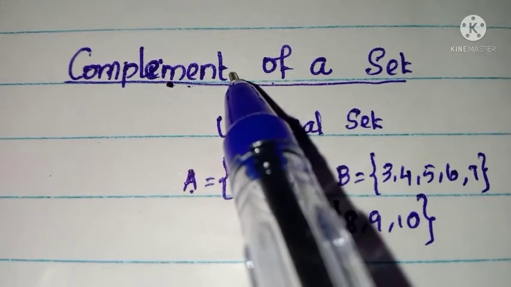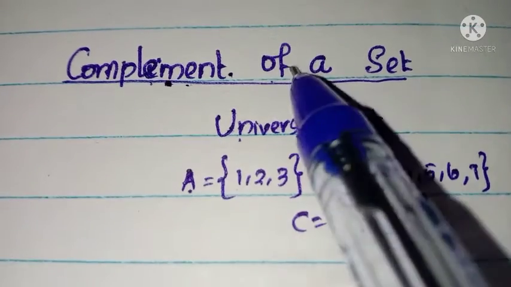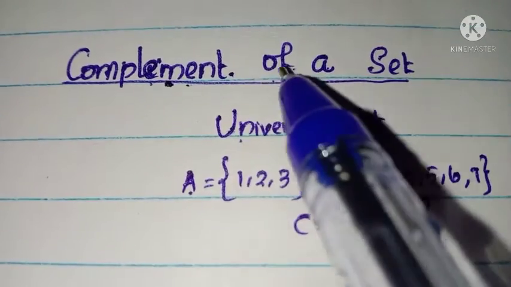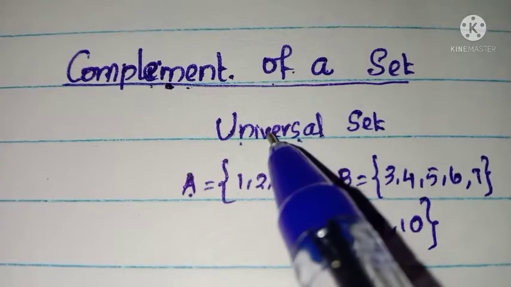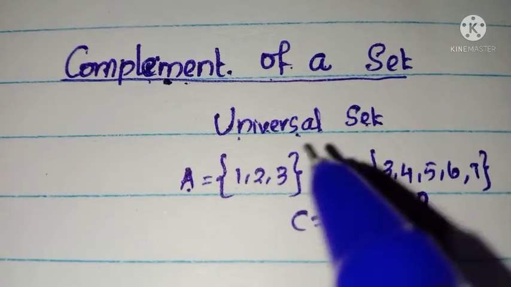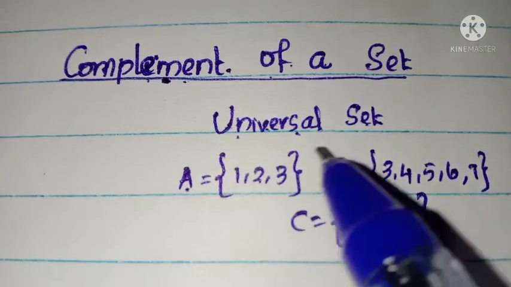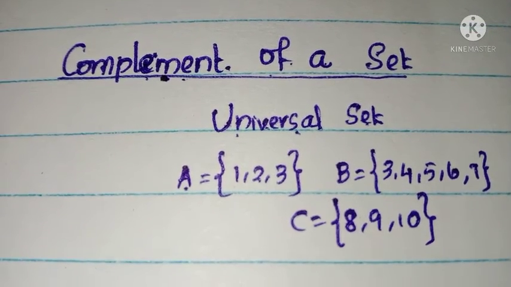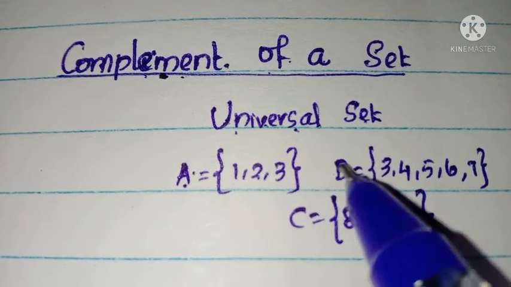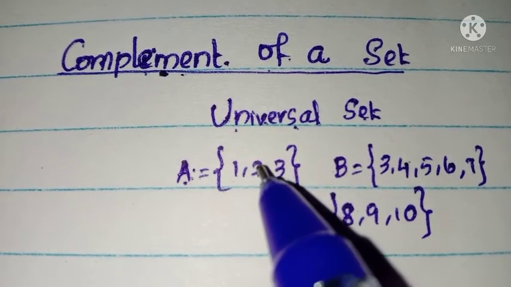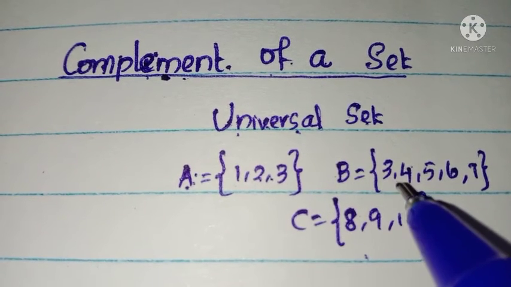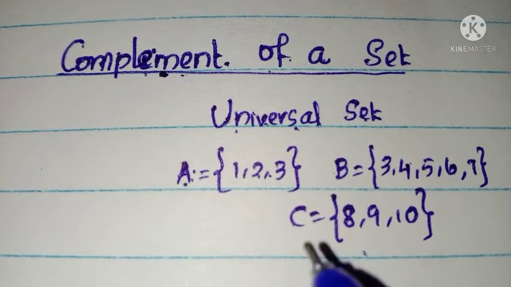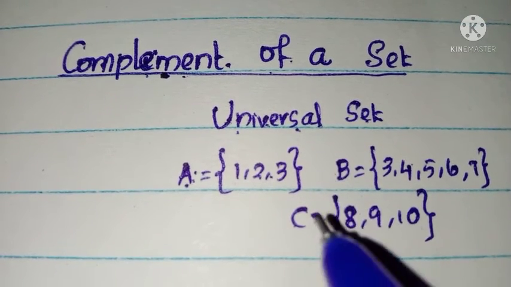Listen children, our next algebra is the complement of a set. This is the last operation defined on a set. Before discussing complement, let's see what a universal set is. Listen, from the word itself it is clear. Universal set means a set which contains all the related sets. For example, suppose we have three sets. A is equal to the set {1, 2, 3}. B is equal to the set {3, 4, 5, 6, 7}. And C is equal to the set {8, 9, 10}. So these are the three given sets.